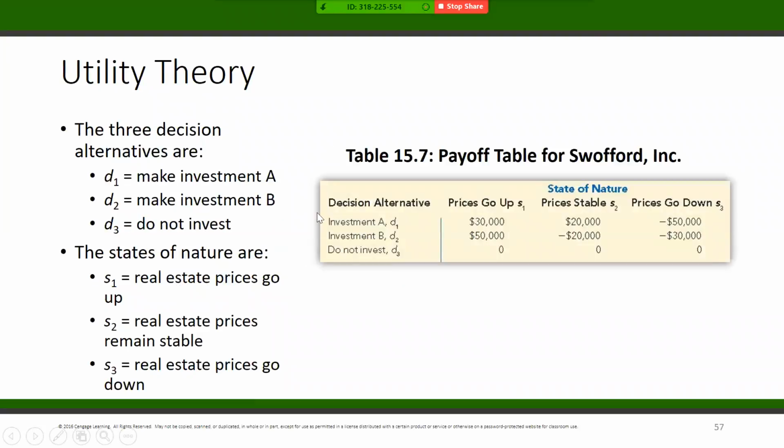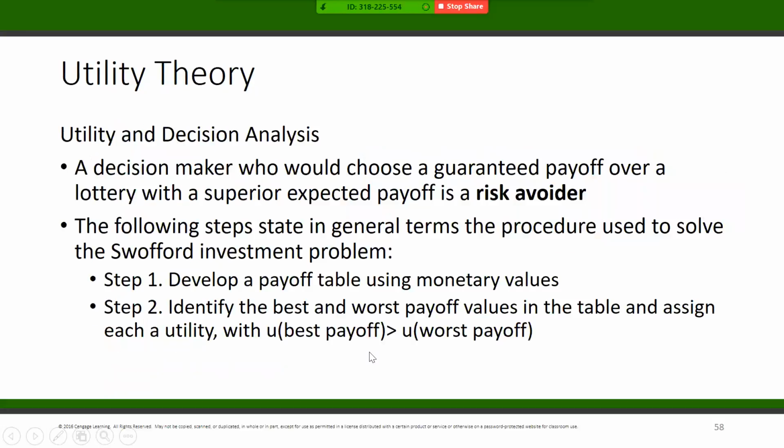D1, we make investment A. D2, we make investment B, and D3, we don't invest at all. Those are the 3 decision alternatives. Now we have 3 states of nature as well. Prices go up, that's S1. Prices are stable, that's S2, and prices go down, that's S3. So those are the 3 states of nature, S1, S2, and S3.